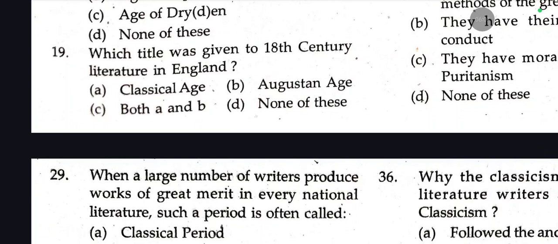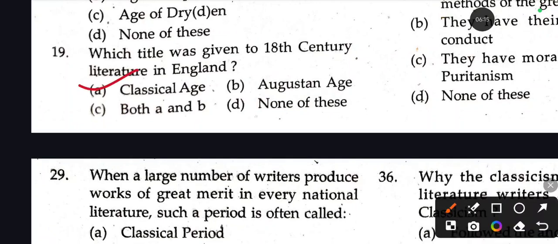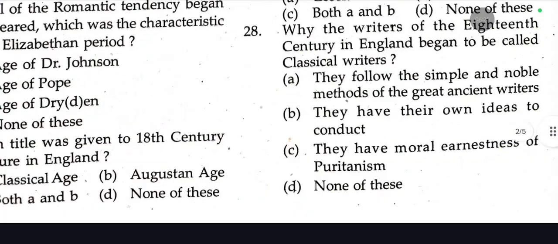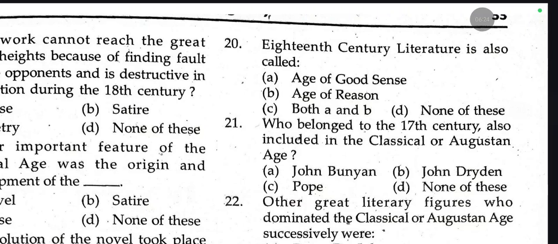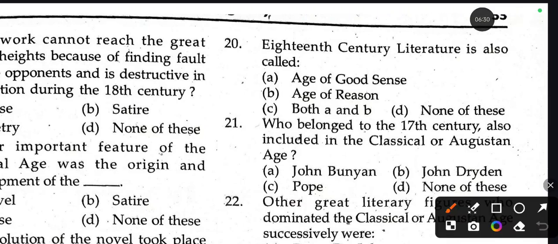Question number 19. Which title was given to 18th century literature in England? 18th century literature was given the titles Classical Age and Augustan Age, so both A and B will be the answer. Question number 20. 18th century literature is also called what? It is also called the age of good sense and the age of reason.